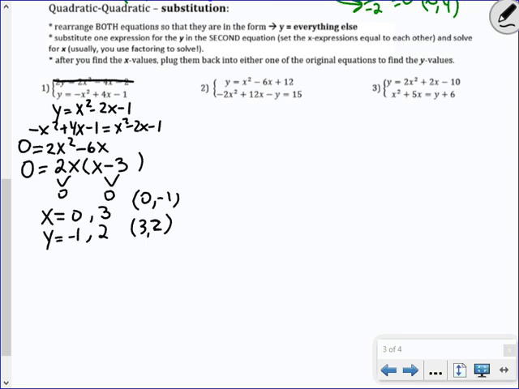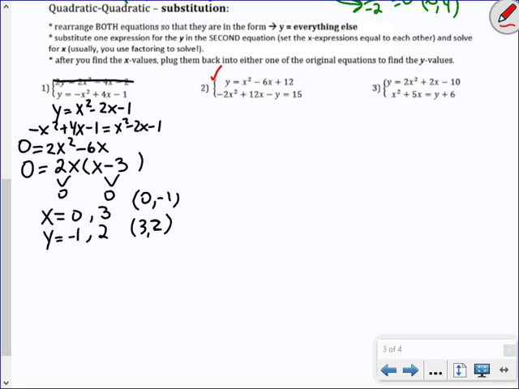Alright, we're going to do the second one together, and then you guys will do this. For this one, is it set up and ready to go for the substitution method? What's wrong with it? Specifically, what is wrong with the way that it's written? The top one is fine. It's already set up with y equals everything else in standard form, but the bottom one is not.